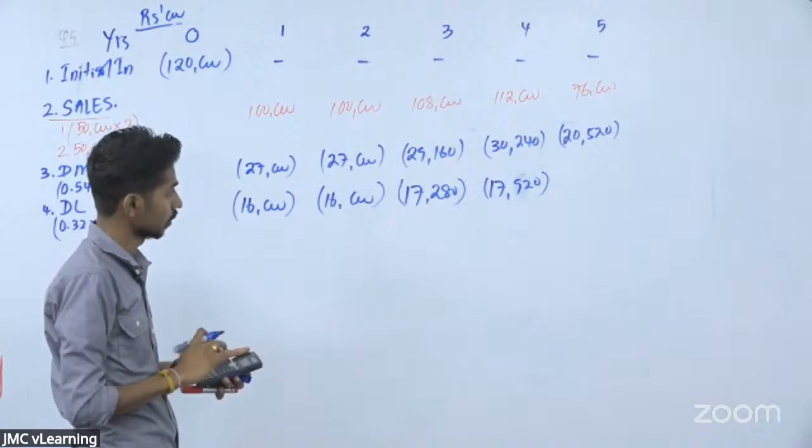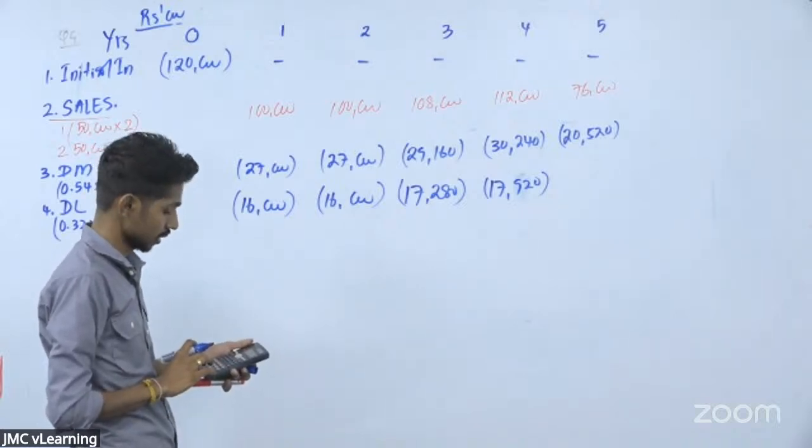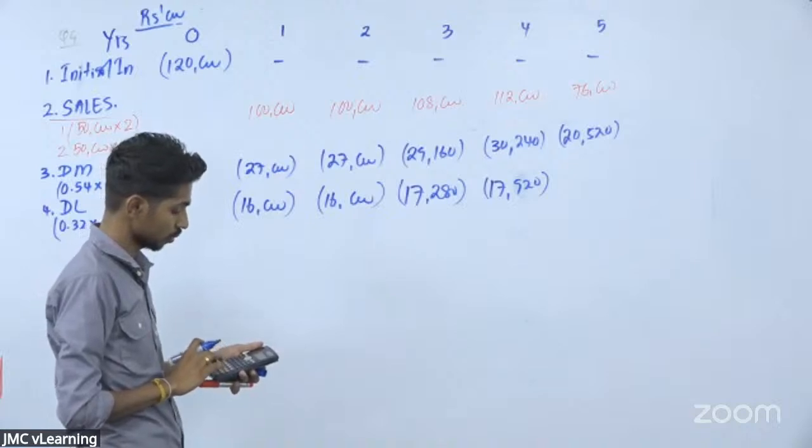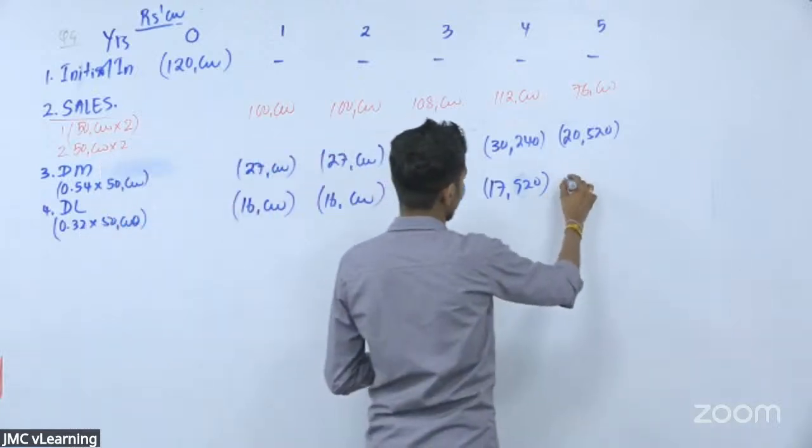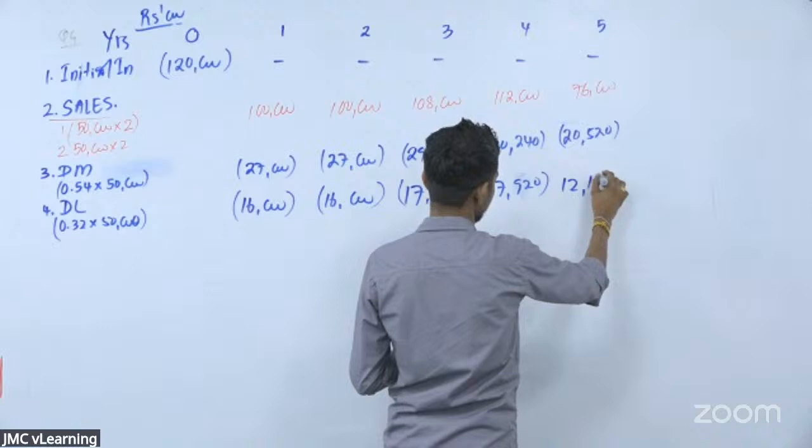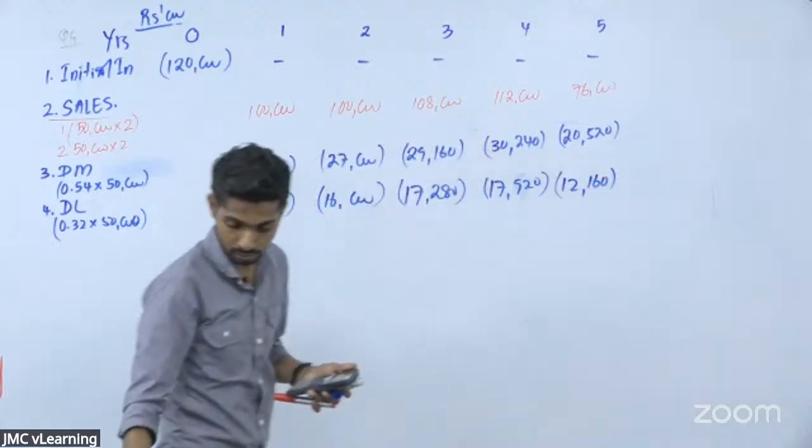Don't worry about that. We will finalize this question as well. 38,000 into 0.32, 12,160. Is it correct?